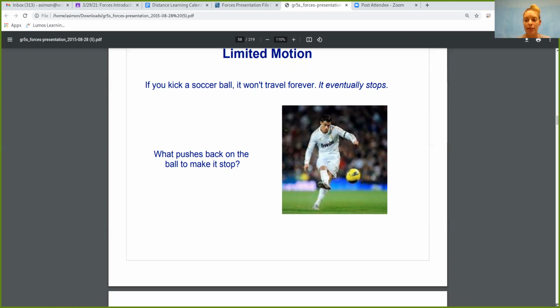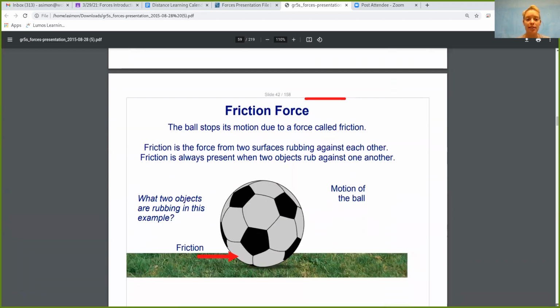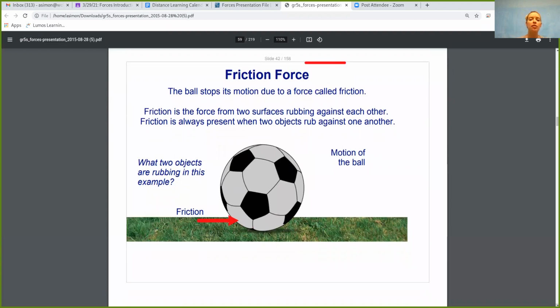You said the grass, or the ground, okay, you would be correct. And this is what we call friction. So the ball stops due to a force called friction. Friction is the force from two surfaces rubbing against each other. Friction is always present when two objects rub against each other. So go ahead and put that down, please. Friction is the force from two surfaces rubbing against each other. Friction is always present when two objects rub against each other. So what's causing that ball to actually slow down is a force we call friction. And that friction is coming from the ball and the grass coming in contact with one another.